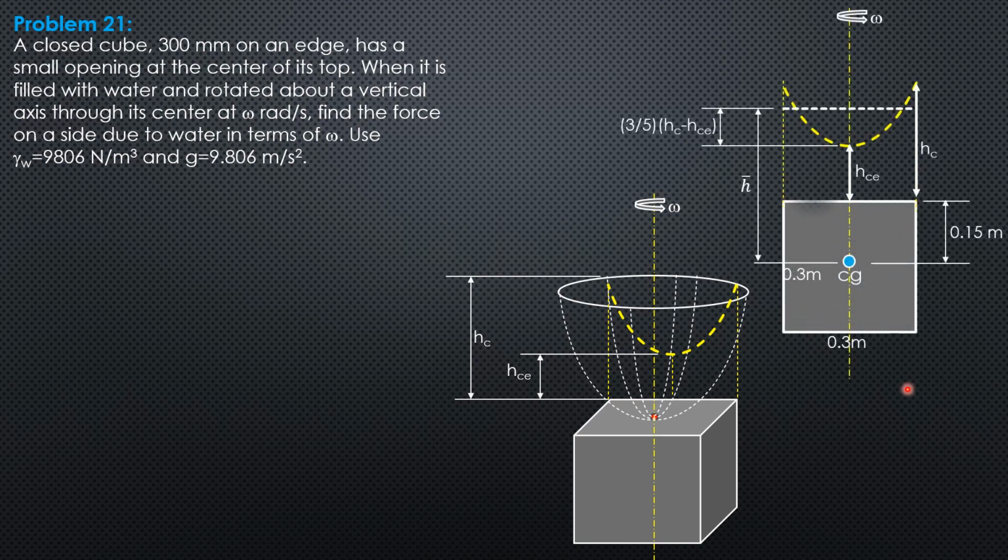And let's draw the figure. This is the center of gravity of the area. And this is the parabolic surface. I'll call this side H sub CE at the corner edge and H sub C at the corner. So since H is omega square R square over 2g, for the center edge, H sub CE, the radius is 0.15, omega square times 0.15 quantity square over 2 times 9.826.